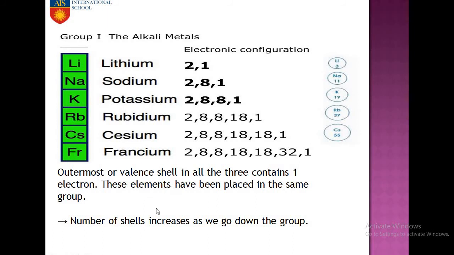So, how can we identify which group an element belongs to? By seeing the number of electrons in the outermost shell. If there are 2 electrons in the outermost shell, it belongs to group 2. If it is 4, it belongs to group 4. If it has 5, it belongs to group 5 and so on. And we see that the number of shells increases as we go down the group.